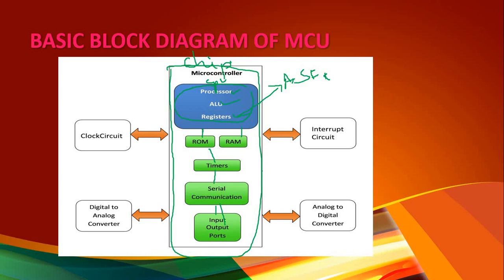Why do we use these timers? They produce clock pulses. This clock circuit will also produce clock pulses. All the controllers or processors will have an internal clock. So to maintain synchronization in a controller, this is used. These timers are used to maintain synchronization.